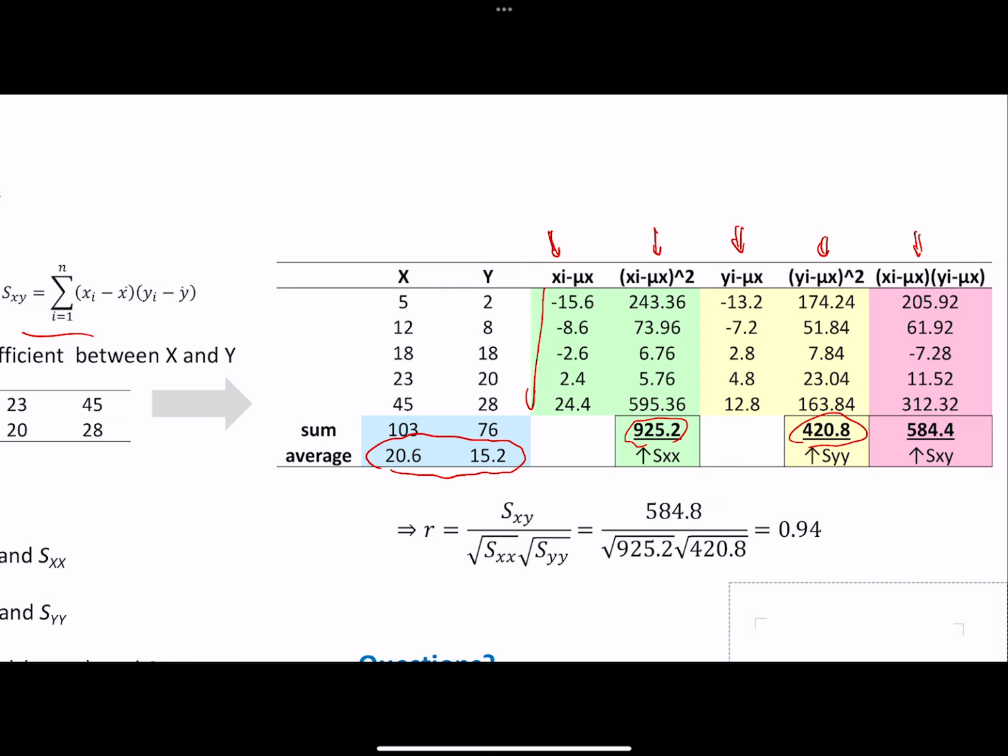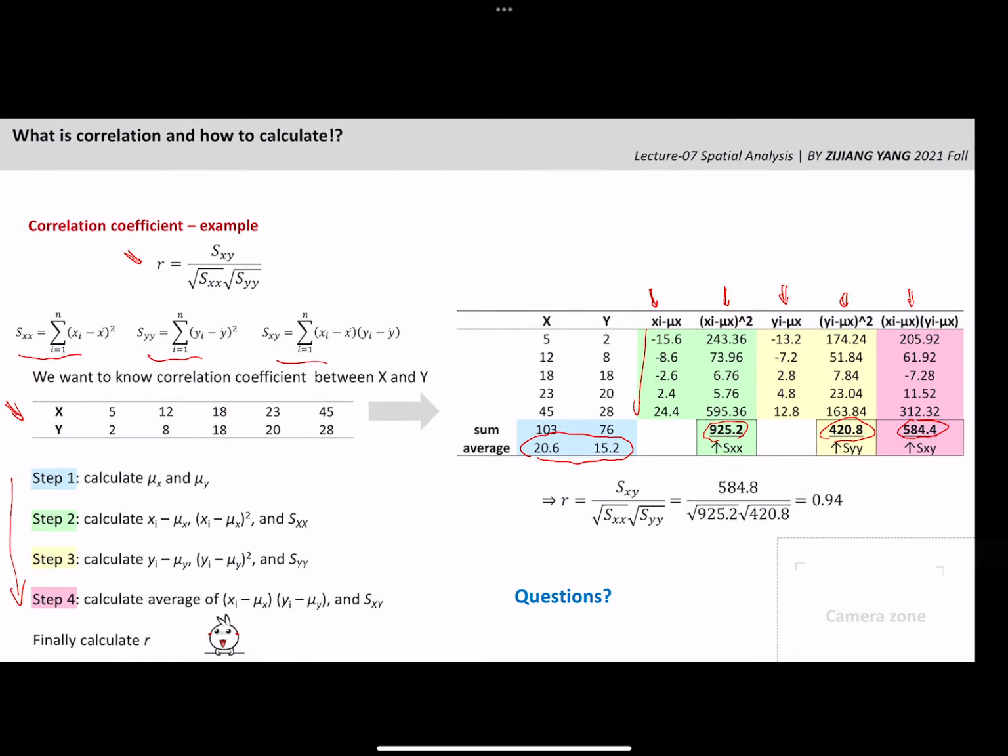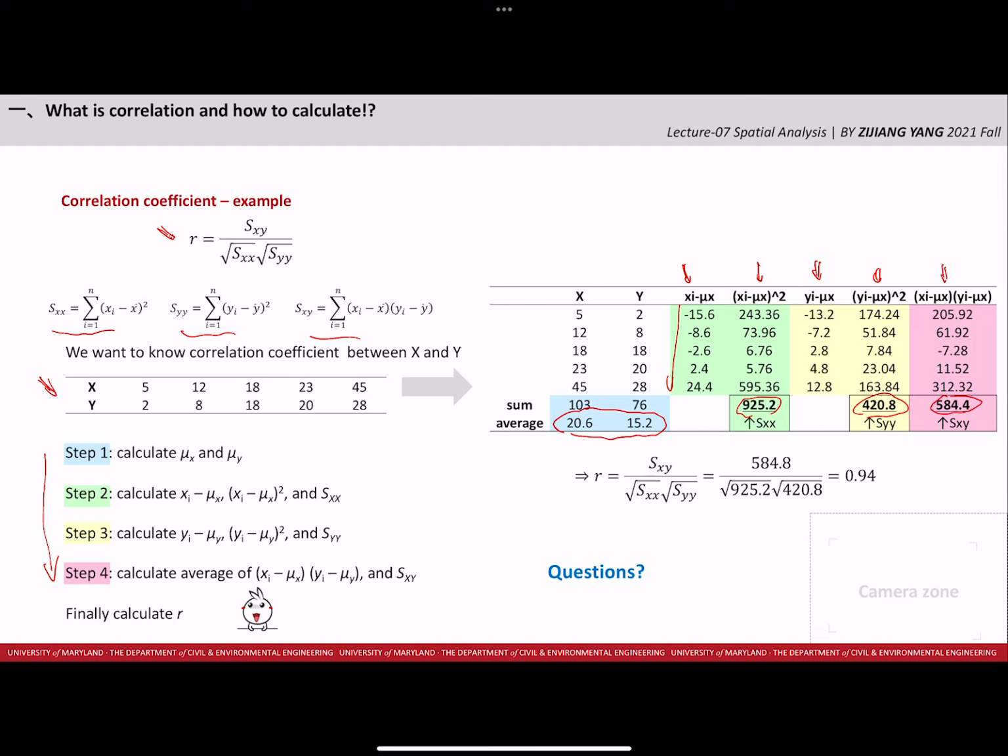Finally, we do the cross product. We have Sxy. By having all of these 3 values, we can just plug them into the equation. We get that the correlation coefficient of this data is 0.94. So far, do you guys have any questions?